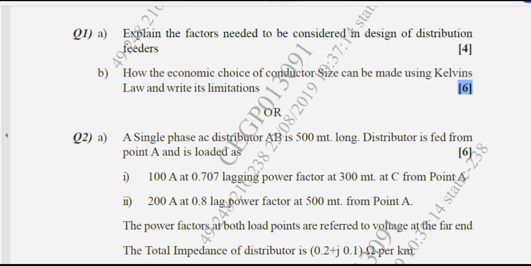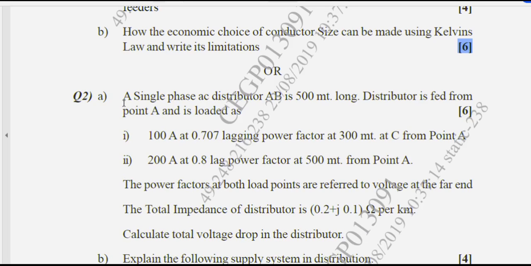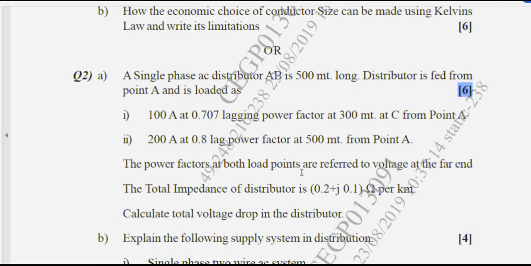The OR question for this one is a numerical asked for finding out the voltage drop. This numerical is of 6 marks and I suggest you solve it. The numerical is very simple. Those who have missed that class can watch the numerical based on the calculation of voltage drop in the distributor. Here we are using a single phase AC distributor AB. The same numerical we considered in the lecture also.